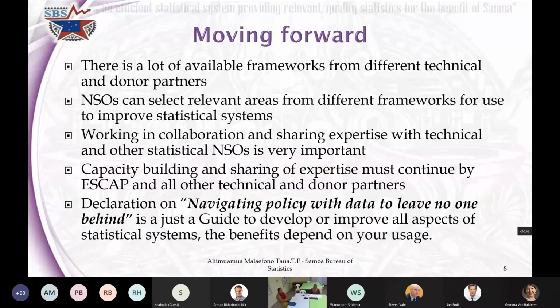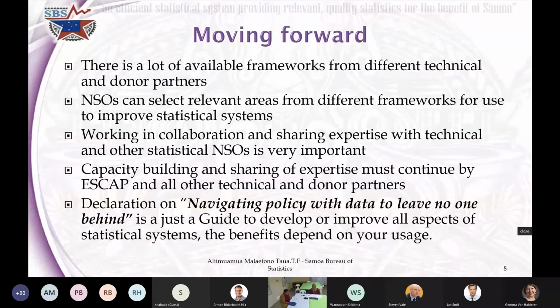Next slide, please. So moving forward, I believe there are a lot of available frameworks from different technical and donor partners out there. So for NSOs, it's just a matter of reaching out and selecting the relevant areas from different frameworks for use in your own office to improve your statistical systems. I know that working in collaboration and sharing expertise with technical and statistical NSOs is very important. We keep on working together and sharing knowledge to improve our own systems.